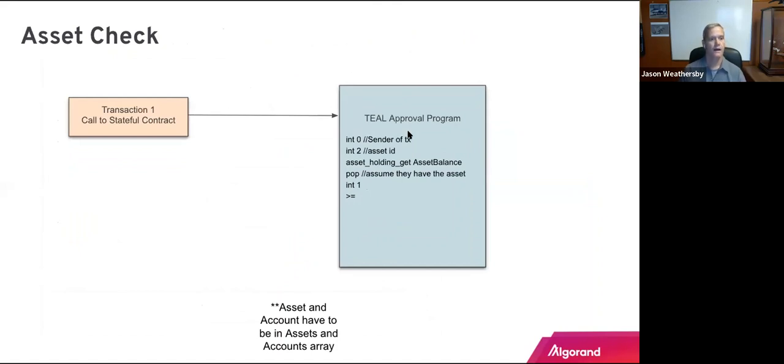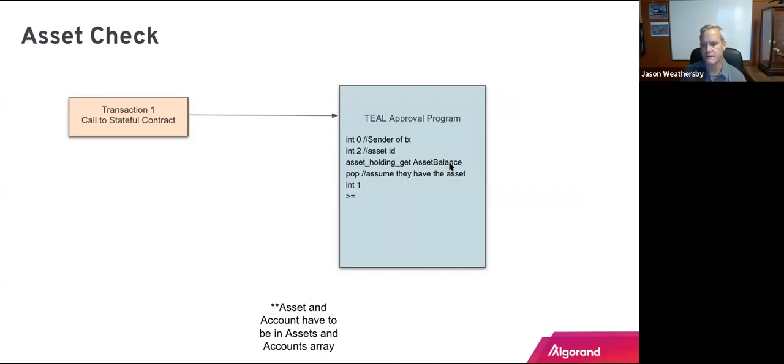Okay. Another thing you can do is, let's say the only way I want a smart contract to approve something is if a user owns a specific asset. So what I can do is, I would add that asset to the assets array that you heard me talk about earlier, and I would add their account to the accounts array. And in this particular case, this int 0 and int 2 are just indexes into those two arrays. And then I would call asset holding get, and then the field I'm interested in, I want their balance.